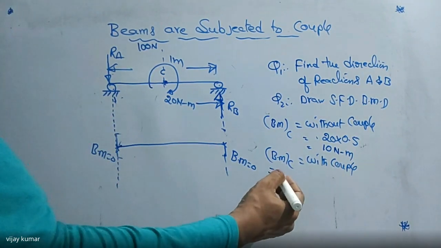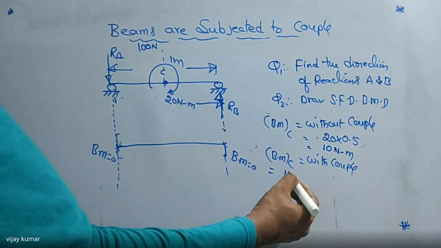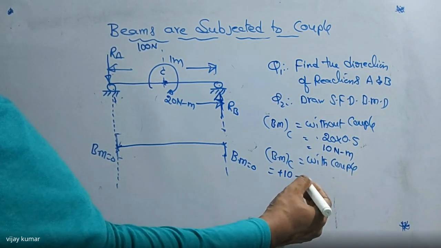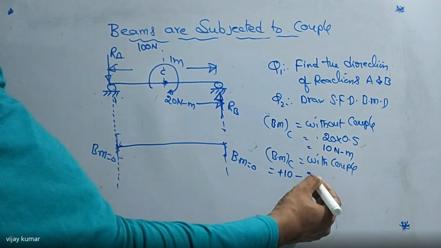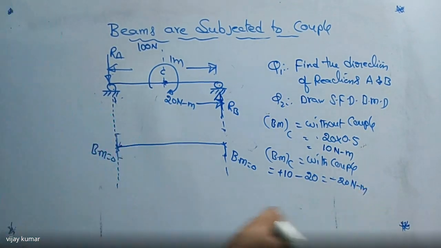With the couple, how much is it now? Generally, the moment here without the couple is 10, which is positive, and the couple is 20, which is negative. Then we get minus 20 Newton meter as the bending moment at C now.